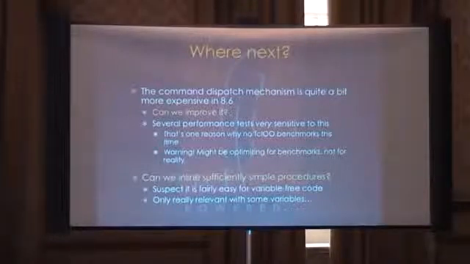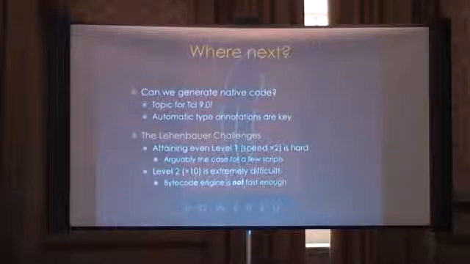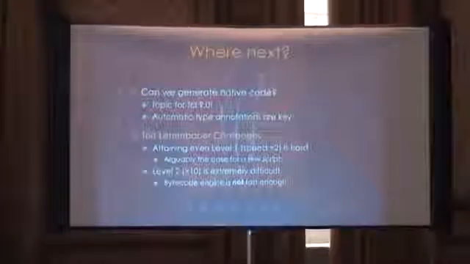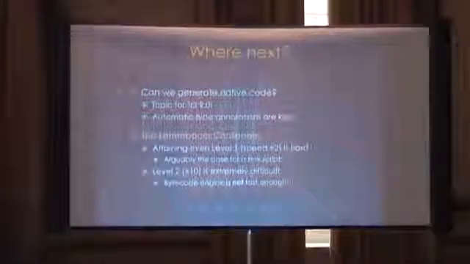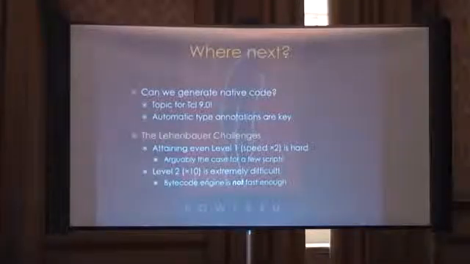And can we do inlining of sufficiently simple procedures? That would be a lovely thing to do, because that would actually do quite a lot to address some of the costs. And going ahead, can we generate native code? Well, I've been talking to Kevin. We think we could have a strategy to make some progress on that, but that's not a one-year project. And towards the Lehenbauer challenges, getting even 2 times as fast is going to be even harder than I thought it was. And going to 10 times faster, wow, would be really good, wouldn't it?